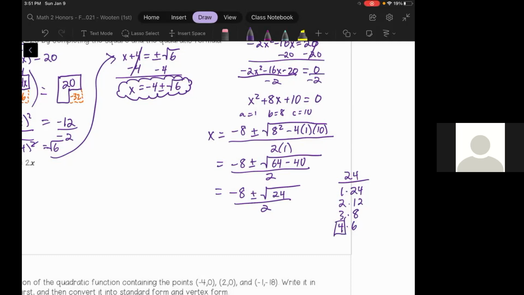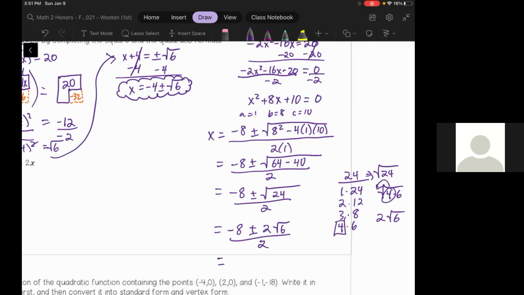So I want to take the factor pair that has the biggest perfect square out. That's what's going to help me simplify it the most. And so that means the square root of 24 is the same thing as the square root of 4 times 6. And the square root of 4 can be brought outside of that to simplify. And we say 2 times the square root of 6. So -8 plus or minus 2 times the square root of 6 divided by 2.